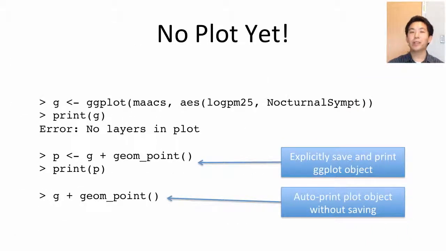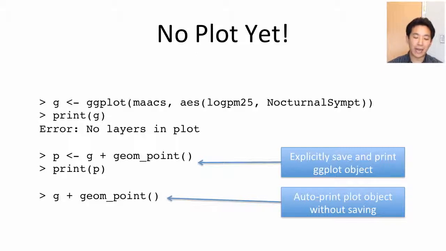Now, the important thing to realize is that I haven't made a plot yet. If you run this code, there will be no picture on your screen yet. For example, if I say print g, I immediately get an error because it says there are no layers on this plot. What does that mean? It basically says it doesn't know how to draw the data yet, in the sense that it doesn't know if you want points, lines, tiles, or other kinds of polygons or shapes. So it doesn't have enough information yet to draw the plot on the screen.